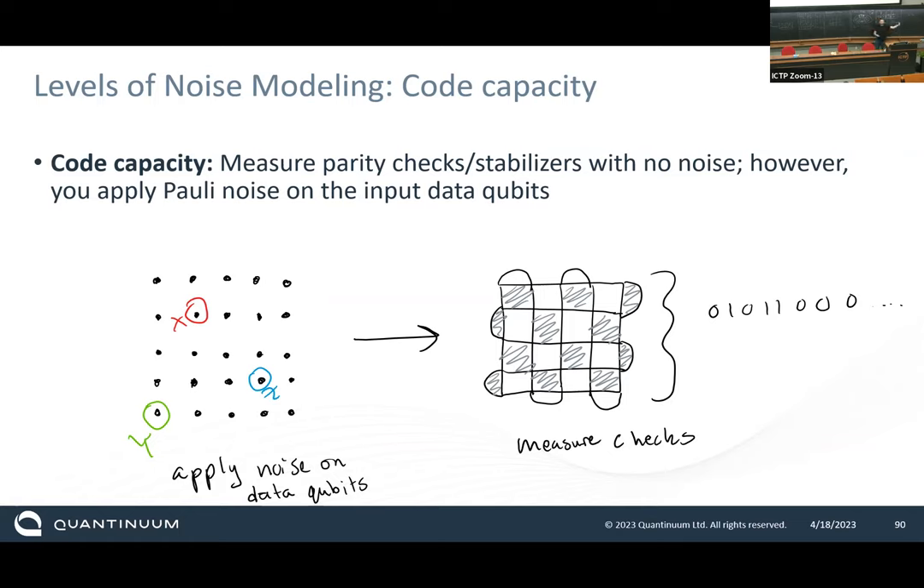And you just study what happens if you have input errors. So the stuff that we were originally talking about: if we have these input errors and we could just measure these checks and detect whether things commute or anti-commute, that's what this level of noise model is. So you just choose which qubits with probability p have X, Y, or Z noise, and then you measure the checks, and you get perfect measurements from that.